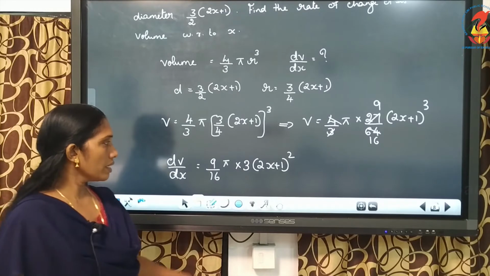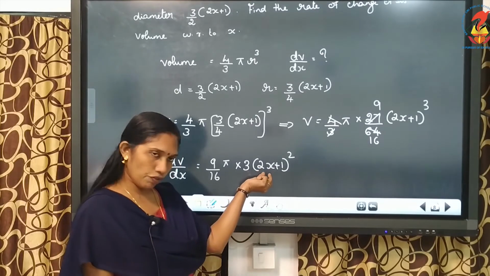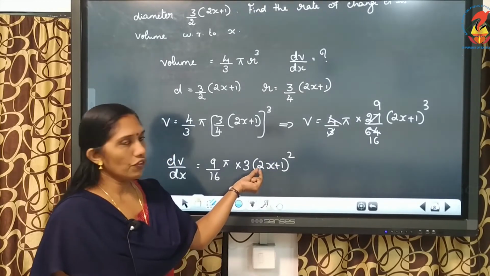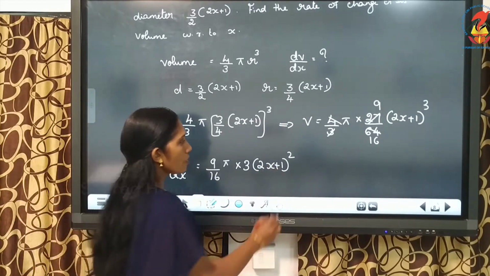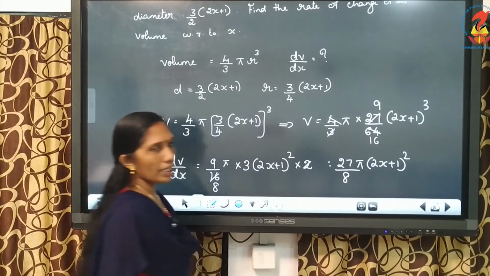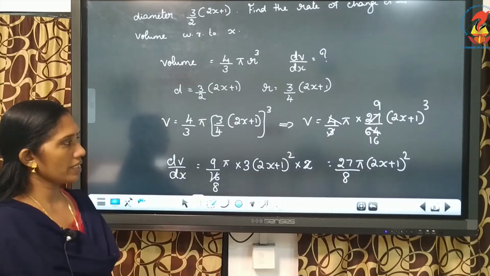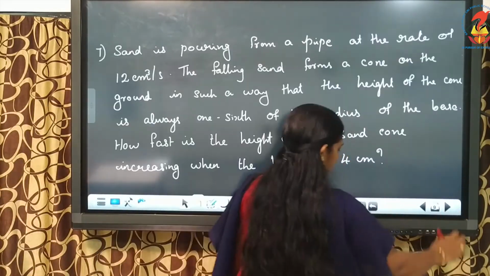Then by using the chain rule we have to find the derivative of the inside portion, that is the derivative of 2x and the derivative of 1. The derivative of 2x is 2, since the derivative of x is 1, and the derivative of 1 is 0. So into 2, that also you have to write. Now this 2 and 16 cancel. 9 threes are 27. So 27 pi by 8 (2x + 1) whole square. This is the rate of change of V with respect to x. And here the unit is not given, so no need to write. You can stop here. Now the next question.